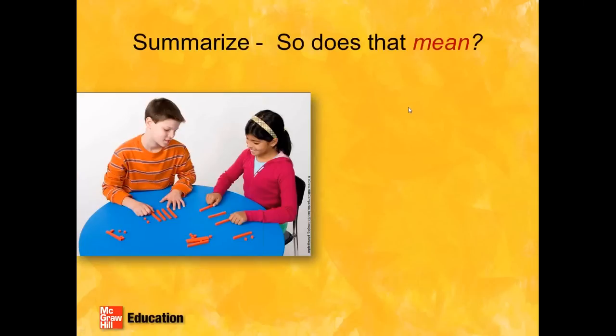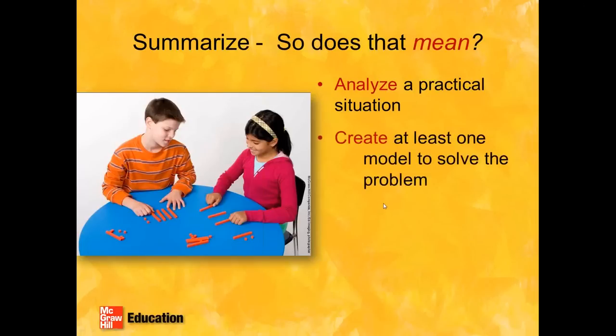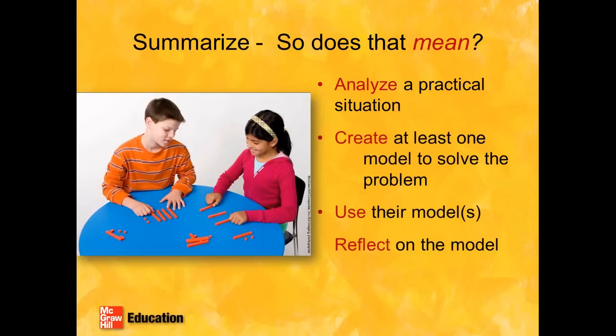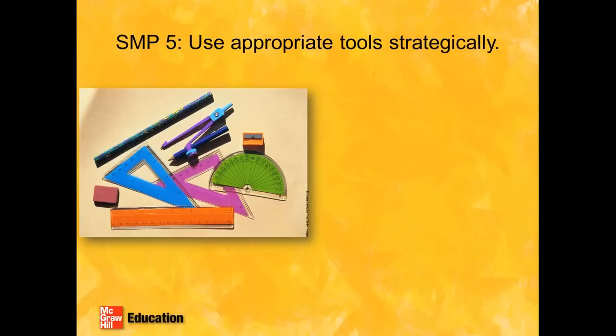So let me just summarize for a minute as we look at this standard. What does it mean? Well, it means that the students should be able to analyze a practical, real-world situation and use the model to help explain it. The students should be able to create more than one model. The students also should be able to use their model to solve other problems. And that as they reflect on their model, they should look to see if it's efficient or should be tweaked and adjusted in order to conform to some new conditions.